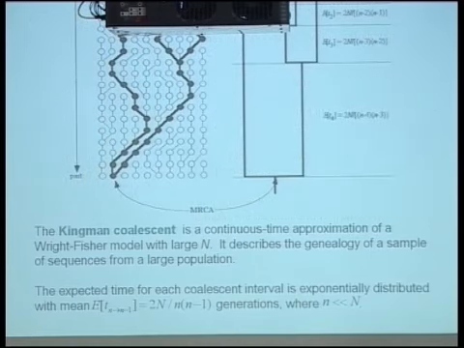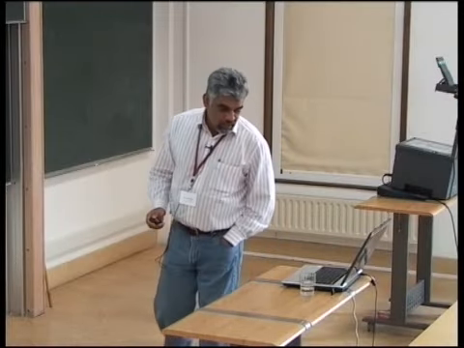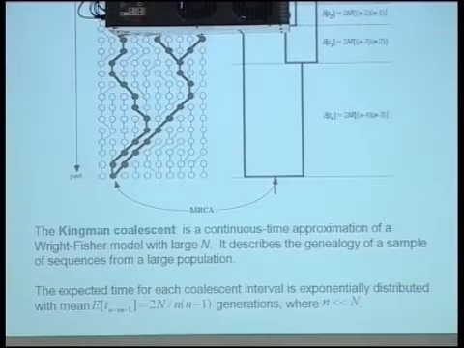Now, John Kingman derived a continuous time approximation of the Wright-Fisher model with large N. He called this the n-coalescent. It basically describes the genealogy of a small sample taken from this large population. The nice thing about this description of the genealogy is that it tells us about the expected times and the statistical distributions of the times of the coalescent events, and therefore of the coalescent intervals itself. And those times are related to the population size.